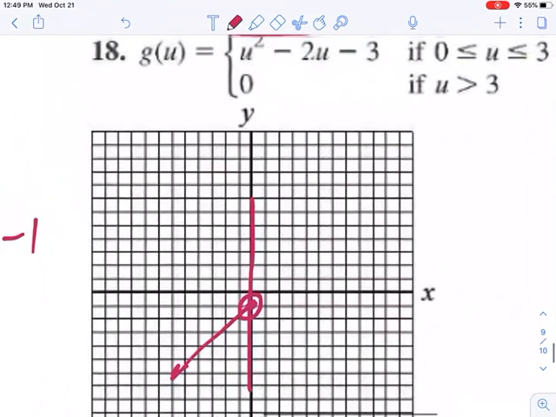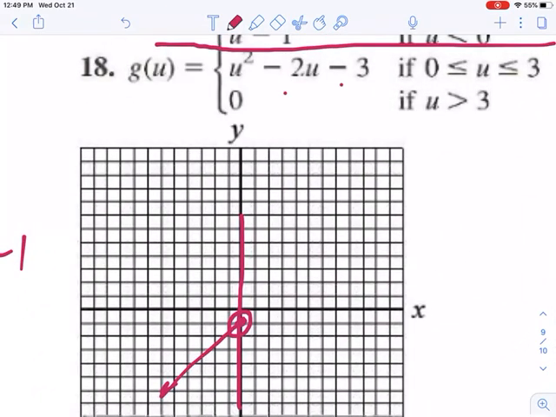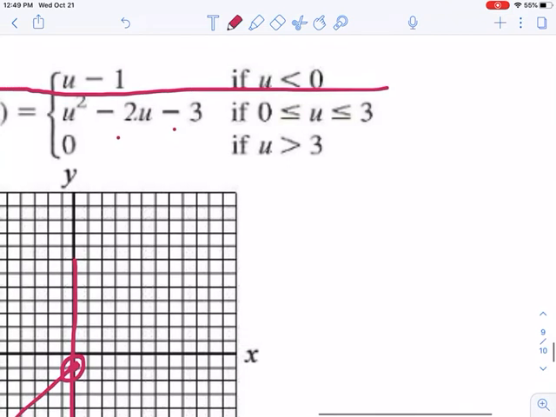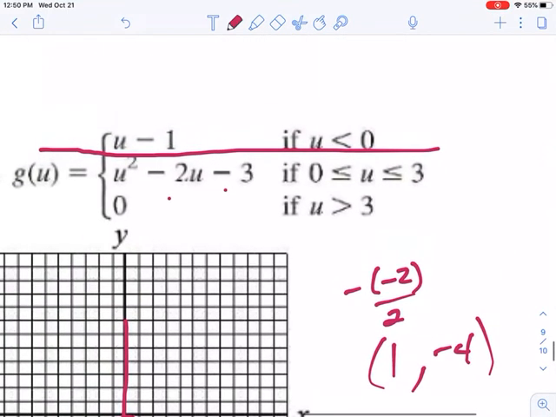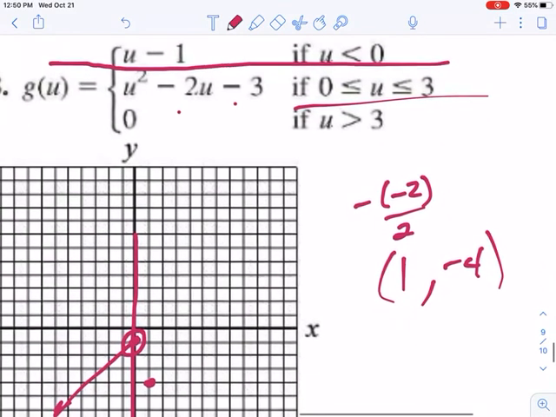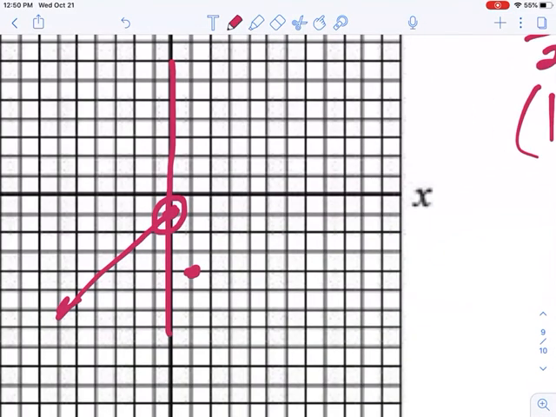So what I do is I just make a bigger circle. So I already have a dot there. Okay, u squared minus 2u minus 3, that's a parabola. Negative b over 2a. That's 1. Comma, plug in 1: 1 minus 2 is negative 1. Minus 3 is negative 4. So 1, negative 4 is the vertex. That's handy because, well, we're going to go over to 1, negative 4. 1, 2, 3, 4. So 1, negative 4 is here. And I only draw that in between 0 and 3.